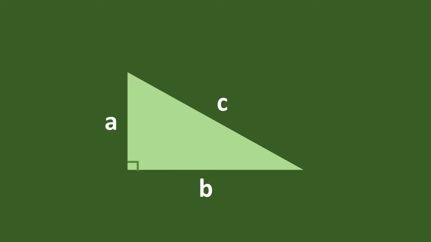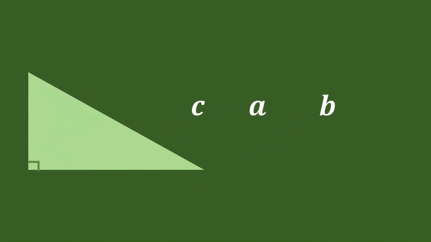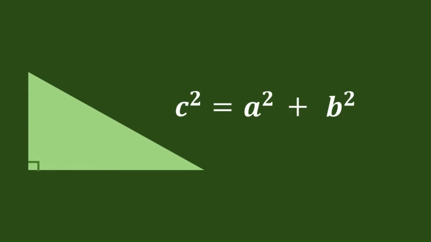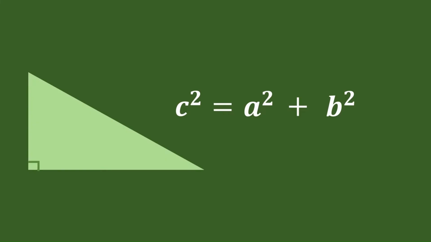Basically, the Pythagorean theorem describes how the sides of a right triangle are related. It says if you have a right triangle, then the square of the hypotenuse is equal to the sum of the squares of the 2 shorter sides. In other words, C squared equals A squared plus B squared if the triangle is a right triangle.